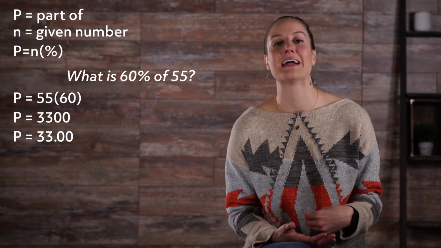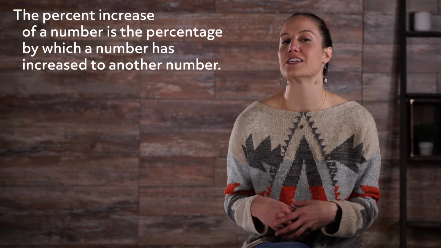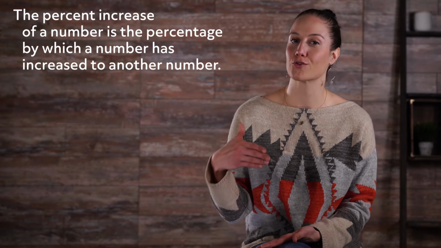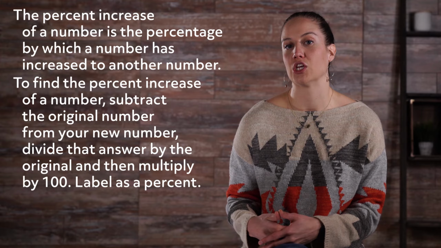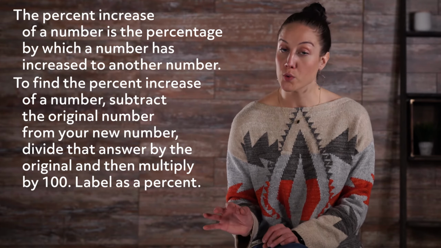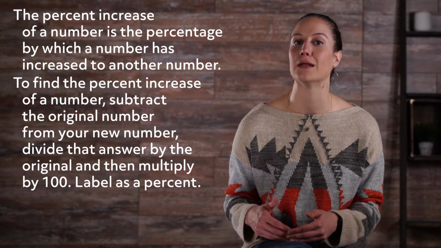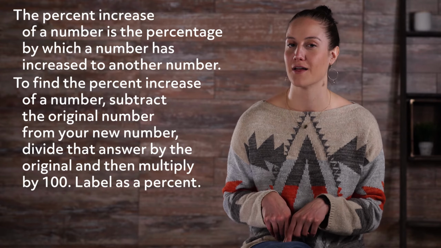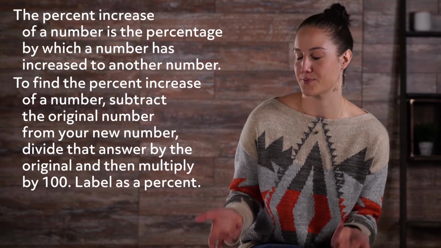Now we need to look at finding the percent increase of a number. The percent increase of a number is just what it sounds like. It's finding the percentage by which a number has increased to another number. To find the percent increase of a number, you need to subtract the original number from your new number. Divide that answer by the original number and then multiply the final answer by 100. You will label your final answer as a percent.